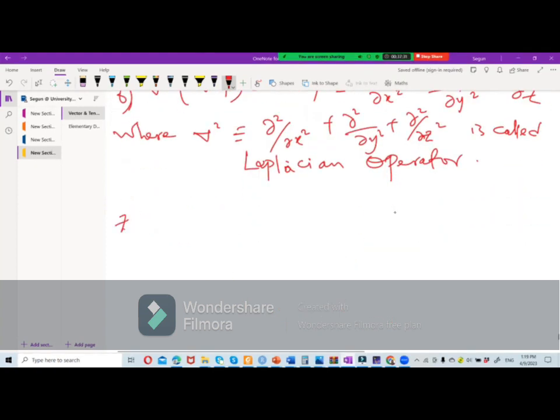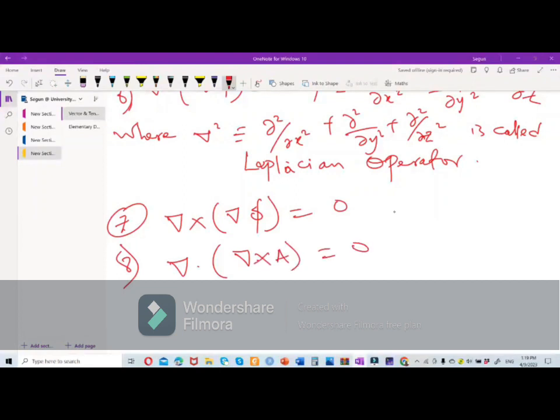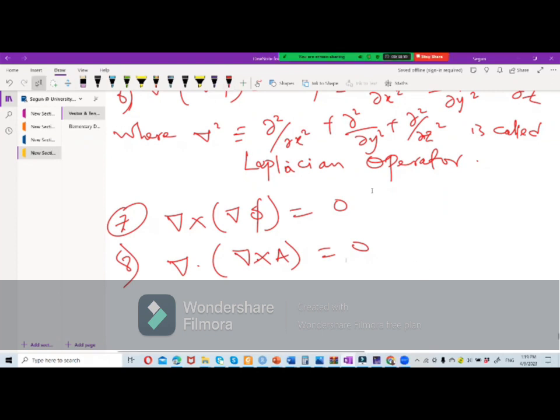Seven is del cross del phi equals 0. Please take note of that. Anytime you have the curl of the gradient of phi, it is 0. Then eight, del dot del cross A is also 0. Anytime you have the divergence of the curl of A, it is 0. So let's look at the example. Let me stop there. Let's look at examples of gradients first.